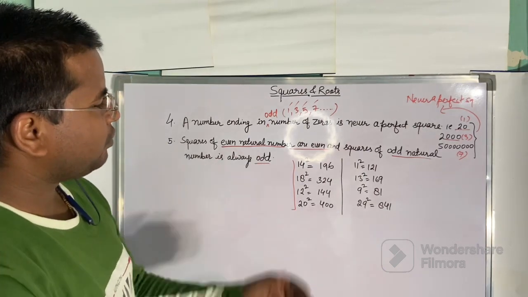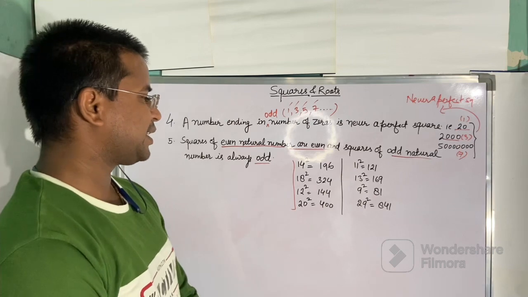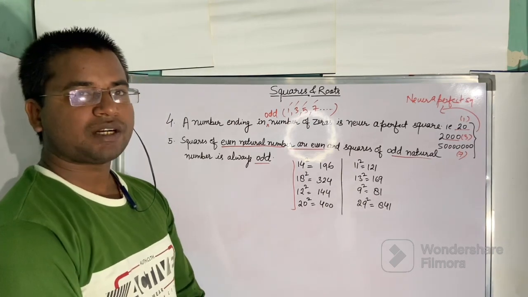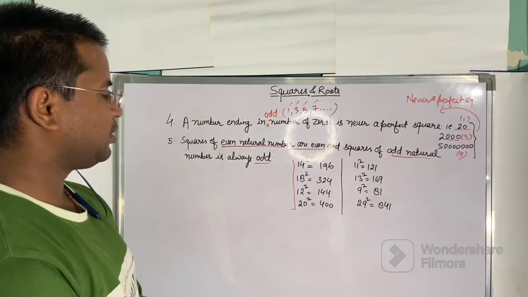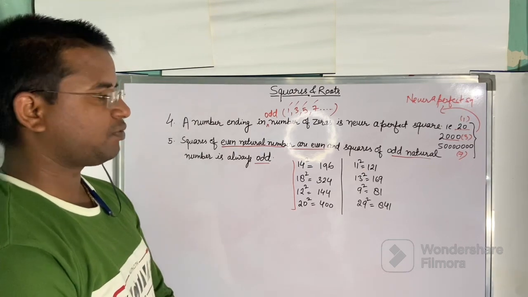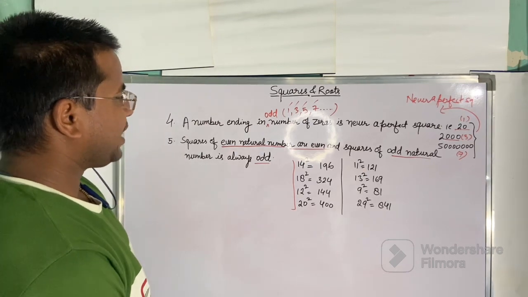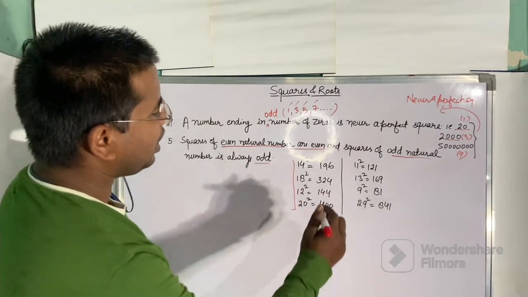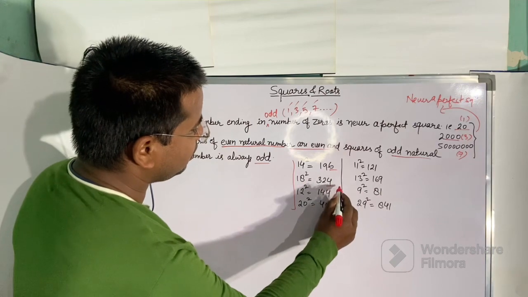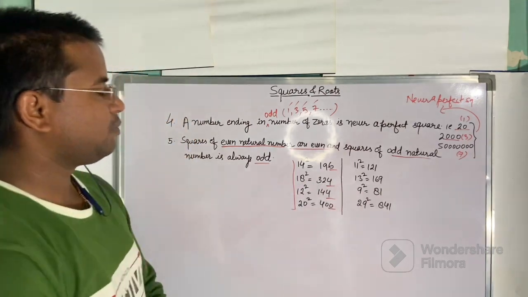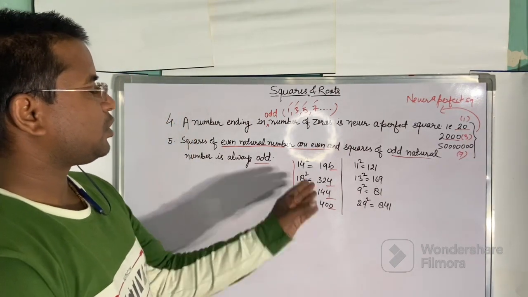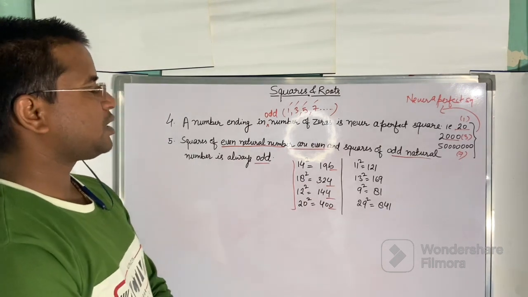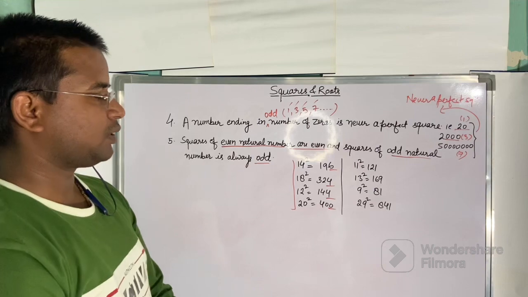So the square of 14 is 196. The square of 18 is 324. The square of 12 is 144, and the square of 20 is 400. We see that the squares of those even natural numbers are also even numbers, because their unit digit is 0, 4 or 6. So these are also even numbers.